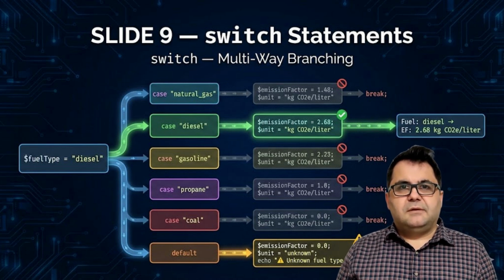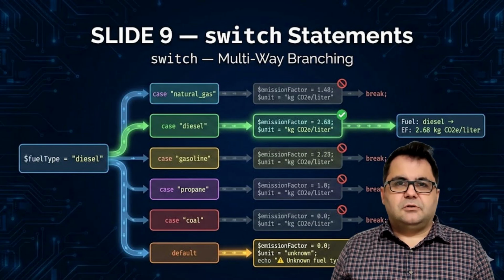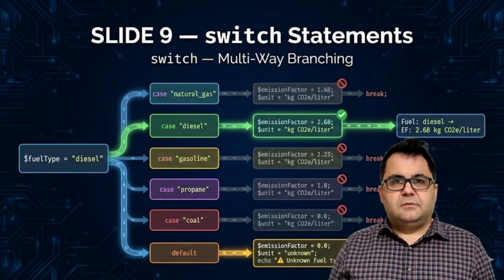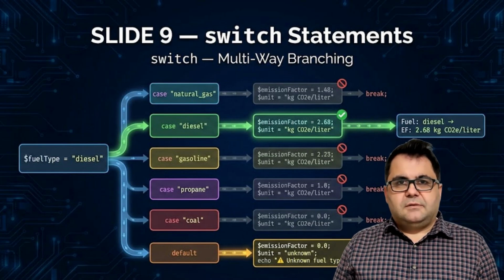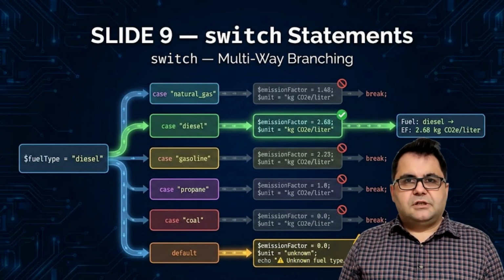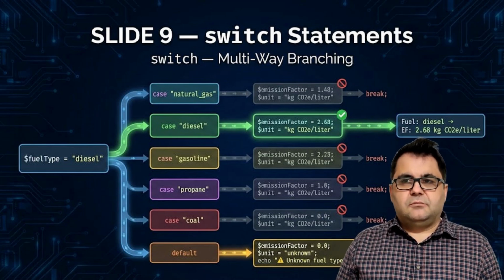In our GHG platform, switch is perfect for emission factor lookup. Given a fuel type, return the right factor. However, modern PHP offers something even better, the match expression, which we'll see next.